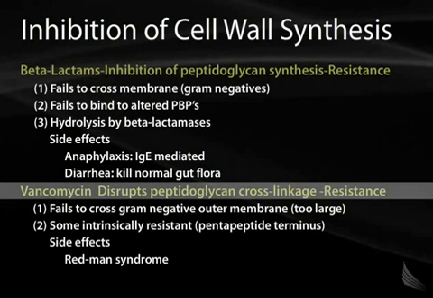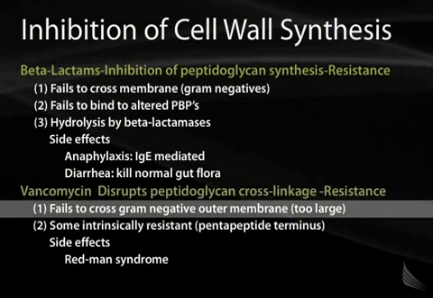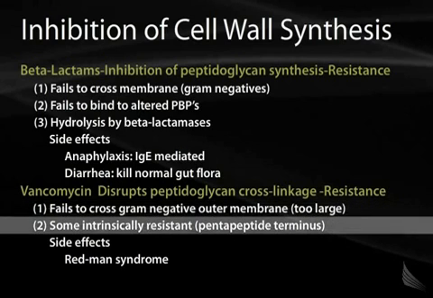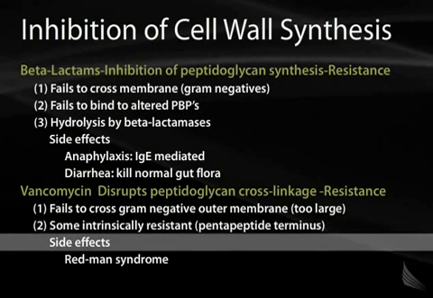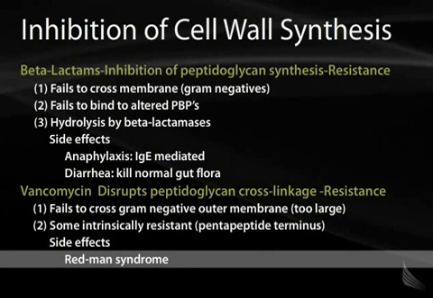Vancomycin disrupts peptidoglycan cross-linkage. You can get resistance if you fail to cross gram-negative outer membranes because it's too big, and you can have some bugs which are intrinsically resistant and they have a different pentapeptide terminus. One of the side effects you get from vancomycin is red man syndrome, and we'll probably see that in questions.